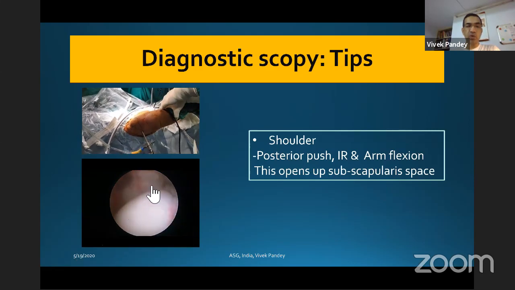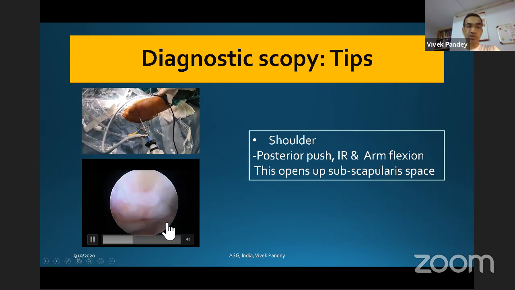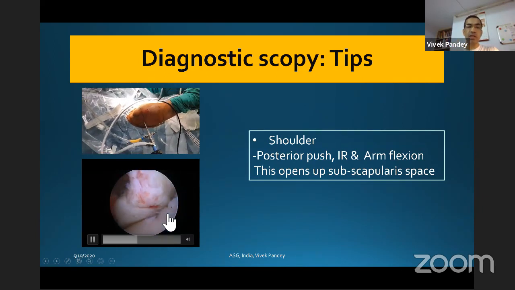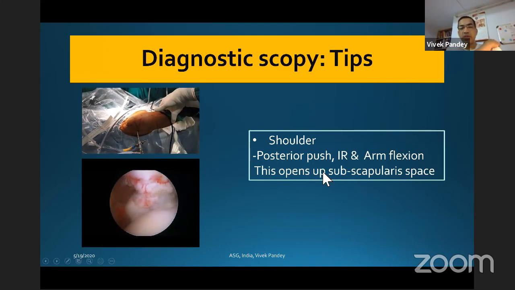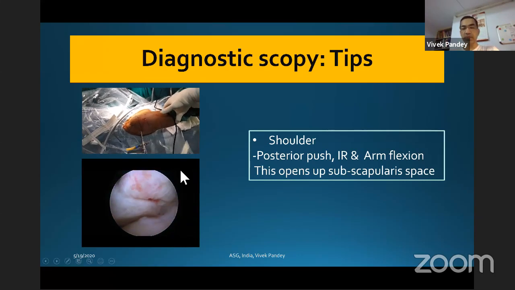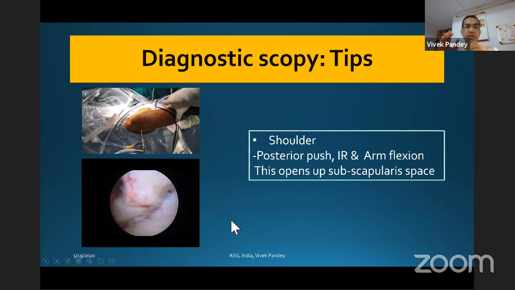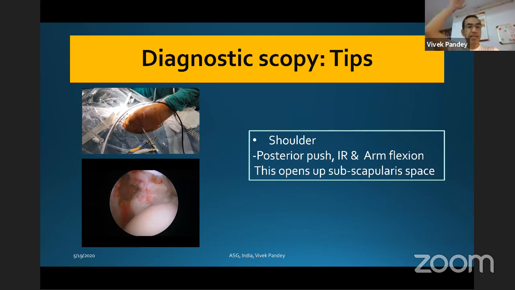If you push it backward, this area opens up, and what you feel is a type 2 will sometimes actually be a type 3. So always confirm the whole thing before you give up. Posterior push, internal rotation, and a bit of arm flexion can give you a complete idea whether the subscap is torn or not, and don't leave it, because these patients continue to remain painful. Remember, a subscap tear will hardly ever come to you with difficulty in elevation. They'll come to you with pain.